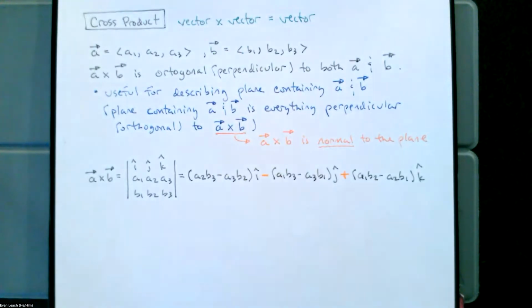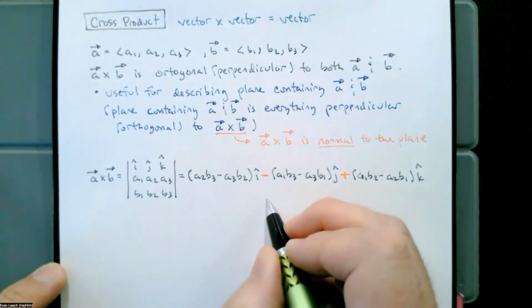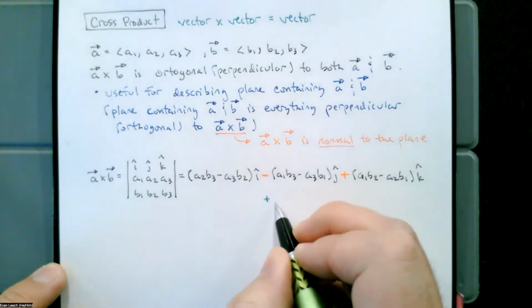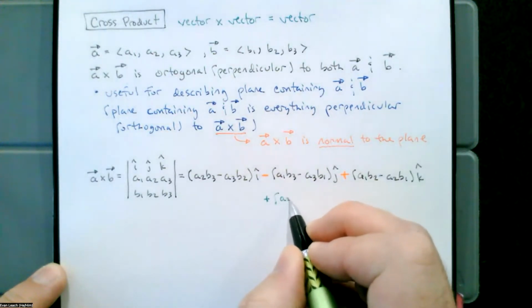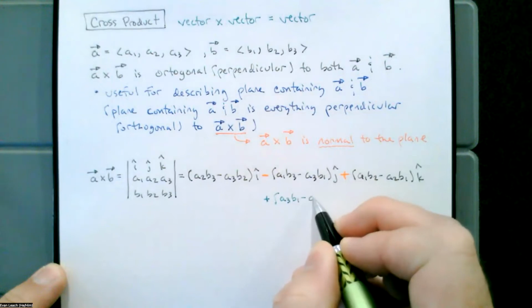So sometimes when you see this middle term, they'll distribute the negative. So that one goes backwards. I don't know why I like this less, but it'll say plus. And then the coefficient will be A3 B1 minus A1 B3.